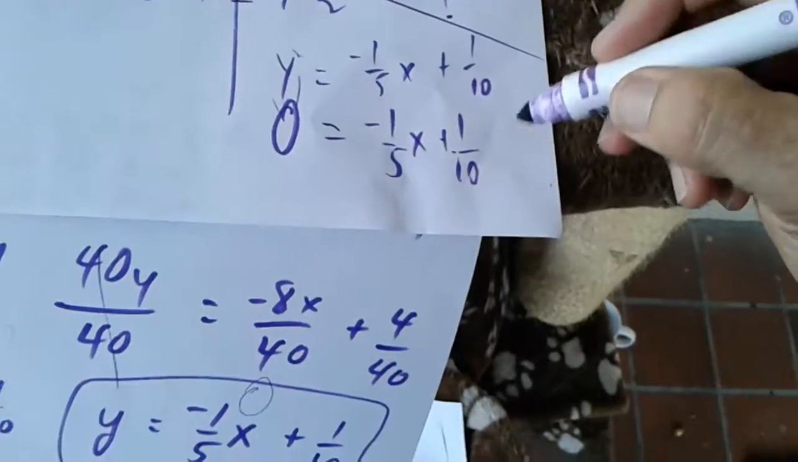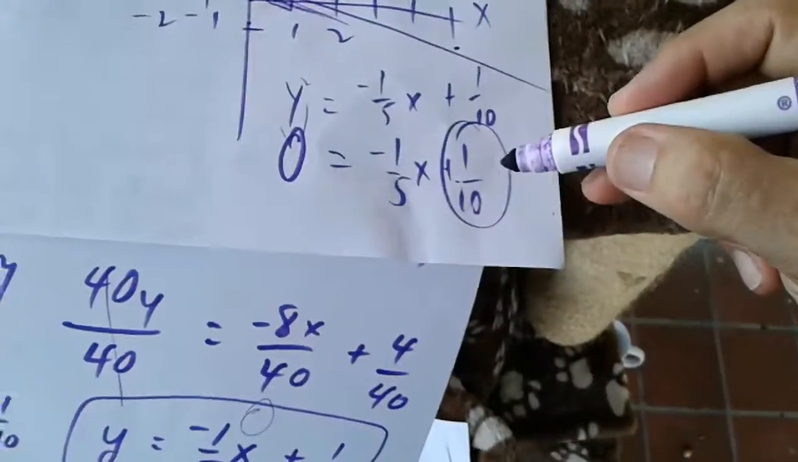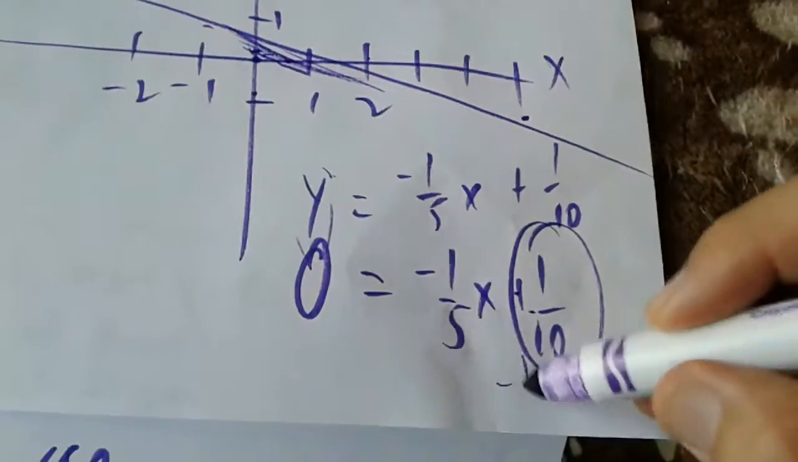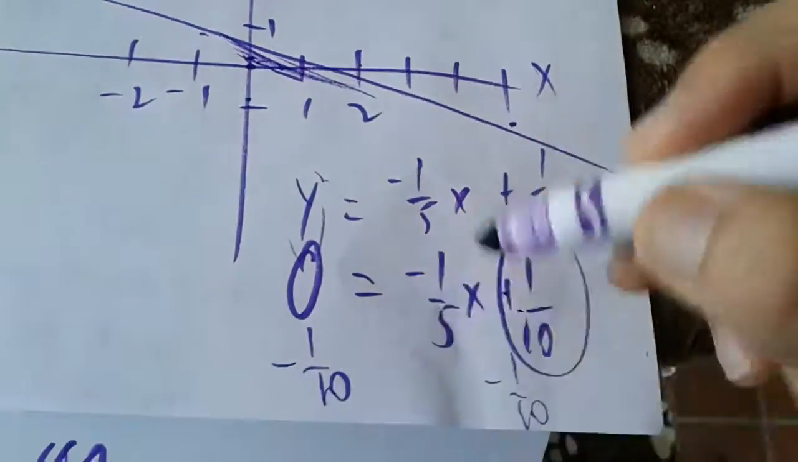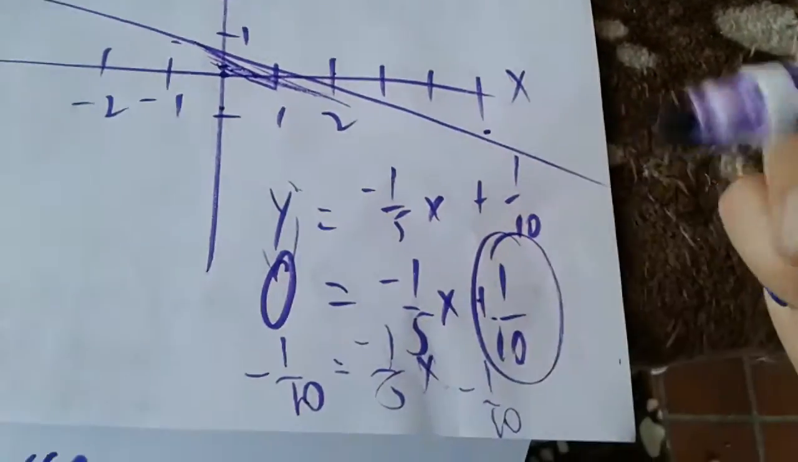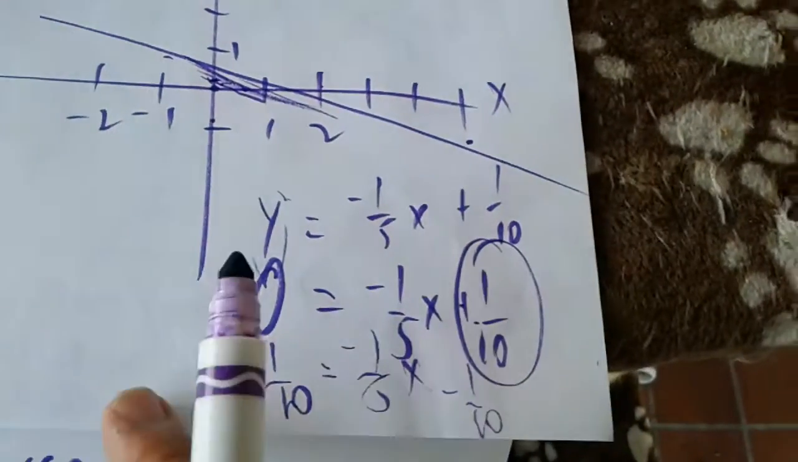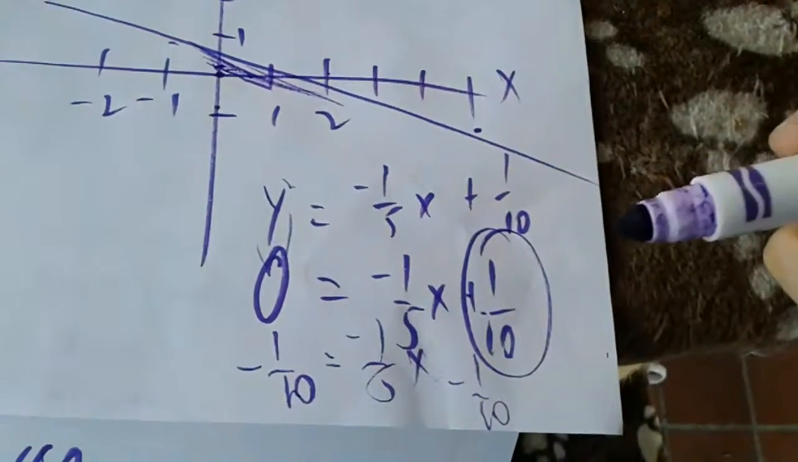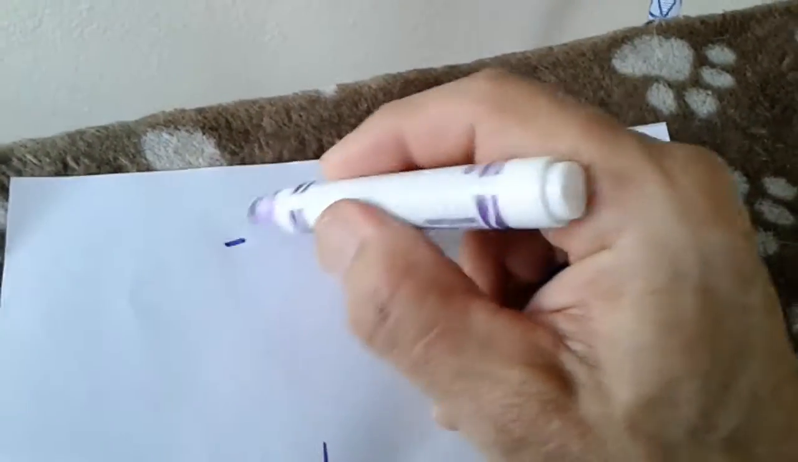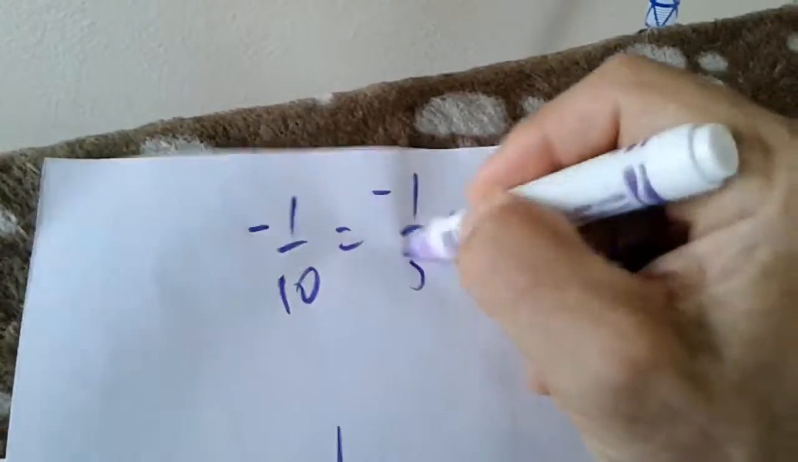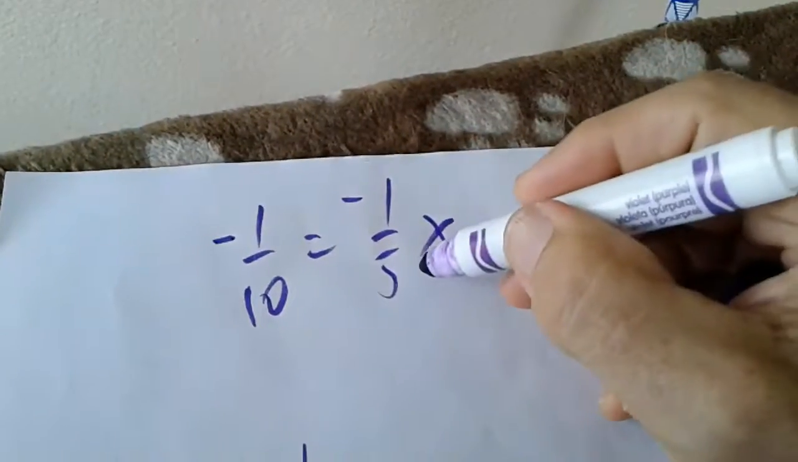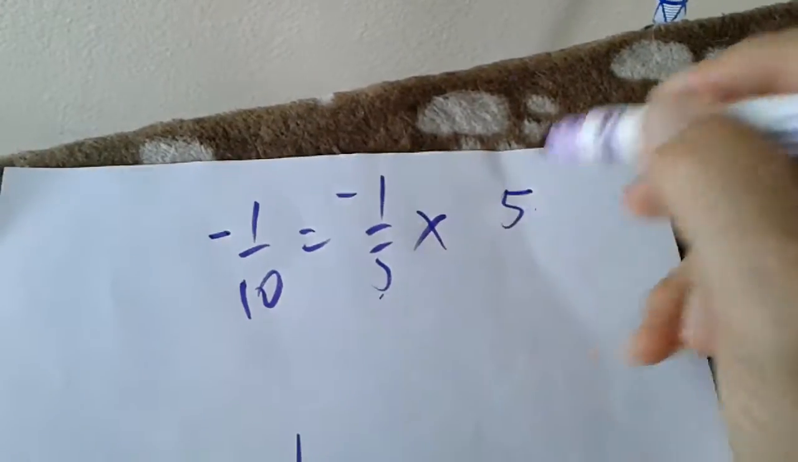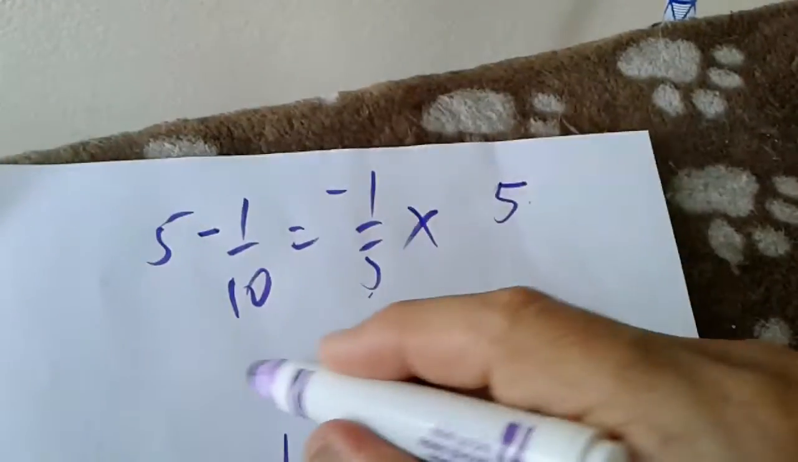So you have to get that moved. Somehow you have to move that over. So instead of being a positive 1/10, you have to subtract 1/10 here. Equals negative 1/5 x. And so now we just have to move the 1/5 over. Remember, when you have a fraction, you're dividing. Like this. Negative 1/10 equals negative 1/5 x. Right? So it's dividing by 5, so we multiply by 5 on both sides.